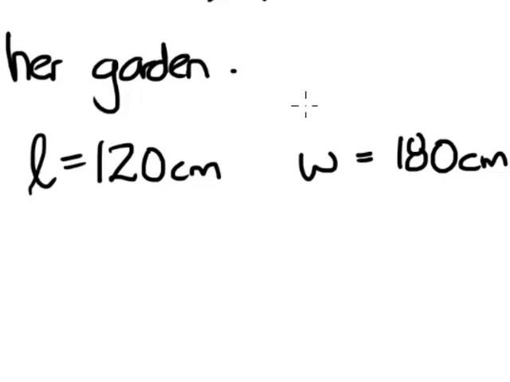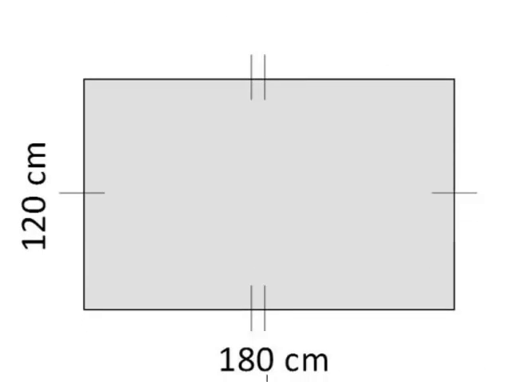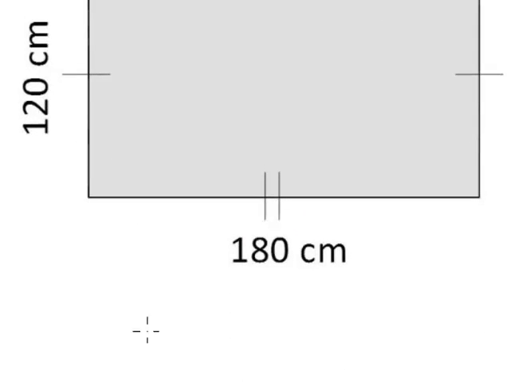Now, the first thing you do when you're going to do any of these questions is a good idea to draw a diagram. So let's see what the diagram looks like. It is a rectangular garden, and we've got a length of 180 centimeters and a width or breadth of 120 centimeters. The first thing we want to know is, how much fencing is she going to need? The question might not say find the perimeter. It's just in the format of how much fencing will she need. So you need to realize, because of the context here, we are looking for the perimeter of this rectangle.